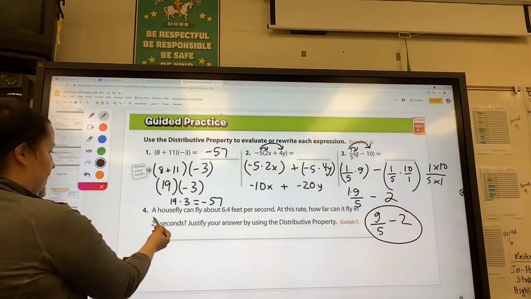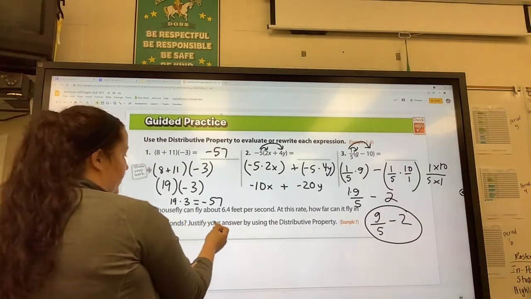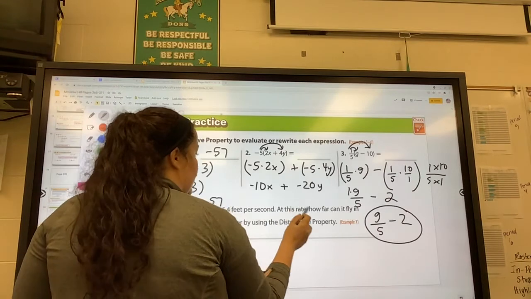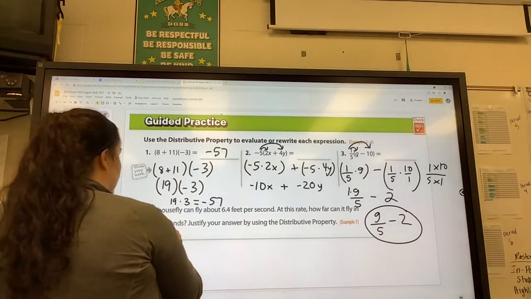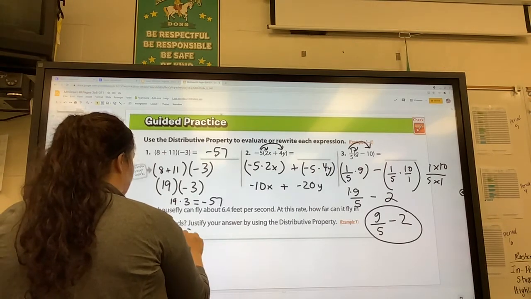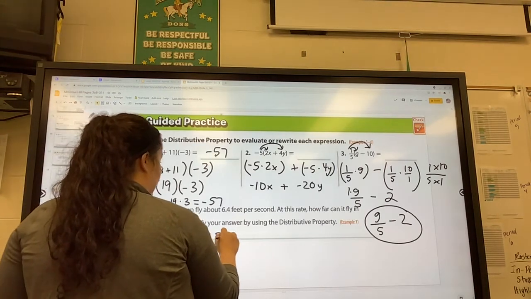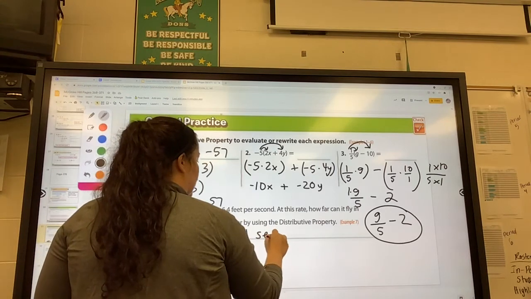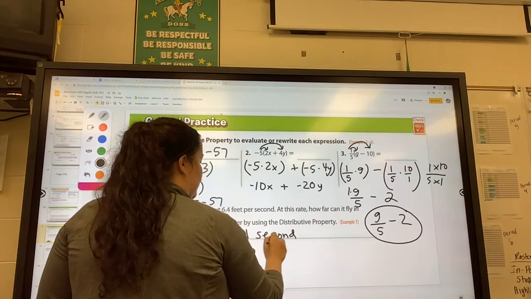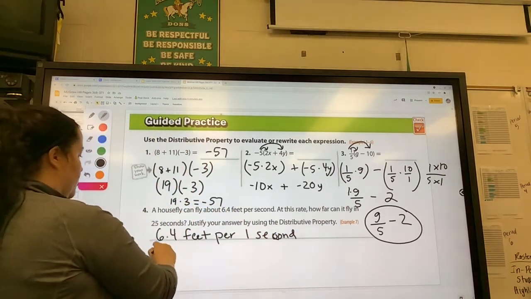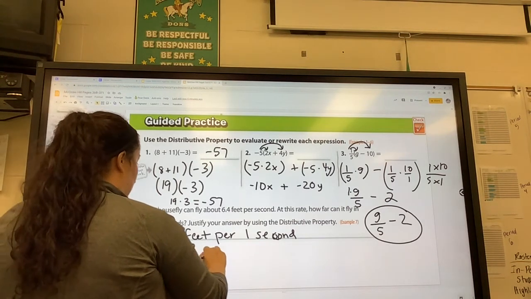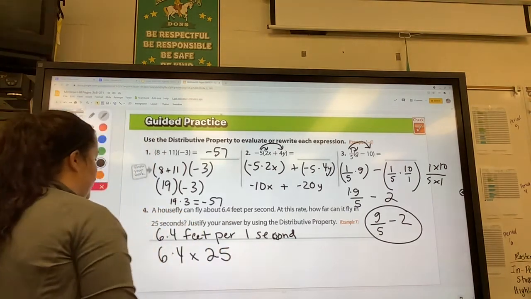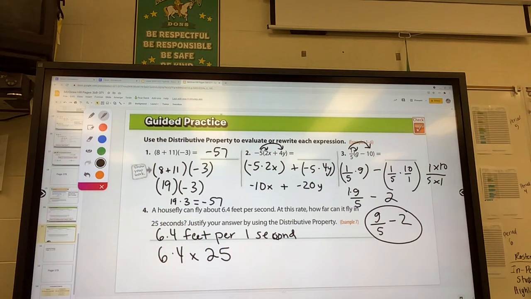Let's read the example here, number 4. A housefly can fly 6.4 feet per second. At this rate, how far can it fly in 25 seconds? So if it's 6.4 feet per 1 second, how far would it be times 25? So you can just do 6.4 times 25 and you get your answer, right? And I'll let you do that on your own.